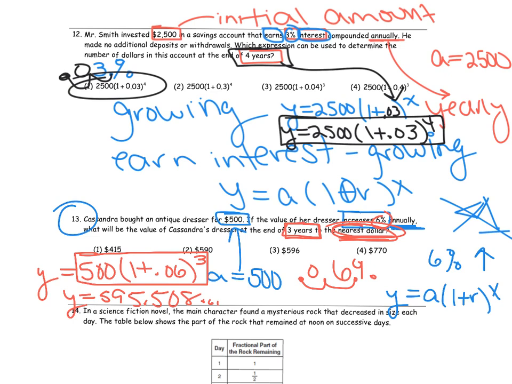So when I round this to the nearest dollar amount, the 5 is going to make this 5 turn into a 6. So I'm going to be looking at 596. All right. So that answer choice is answer choice 3. All right, awesome. Let's just keep going.